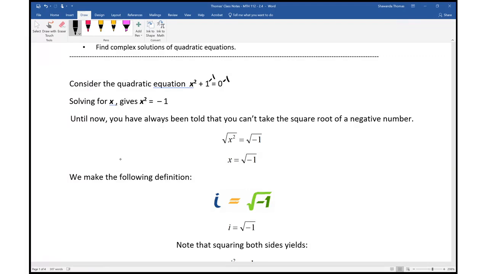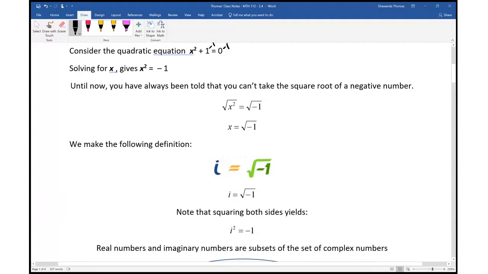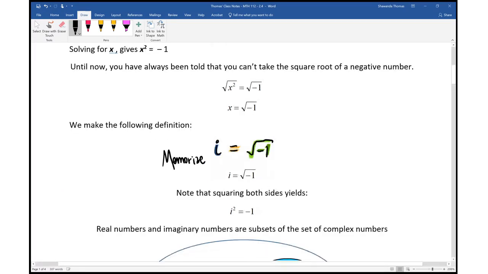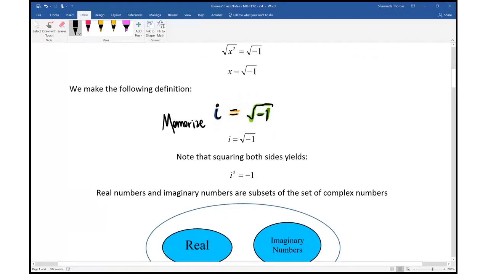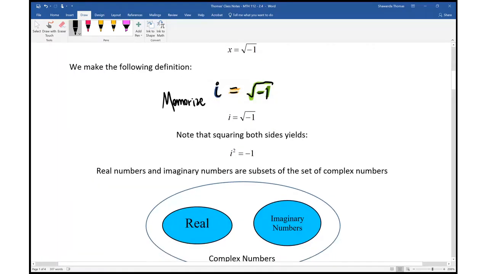And then at that time, we need to square root both sides. And notice we have a negative number under the square root. Well, this has been defined as i is equal to the square root of negative 1. So memorize the fact that i is equal to the square root of negative 1. Note that squaring both sides yields i squared equals negative 1.